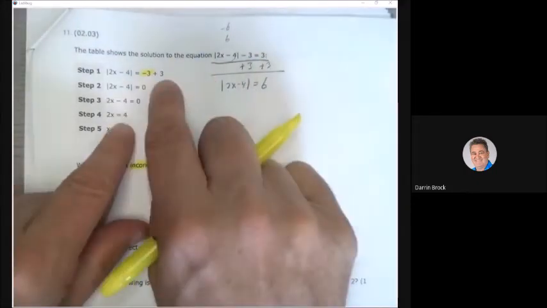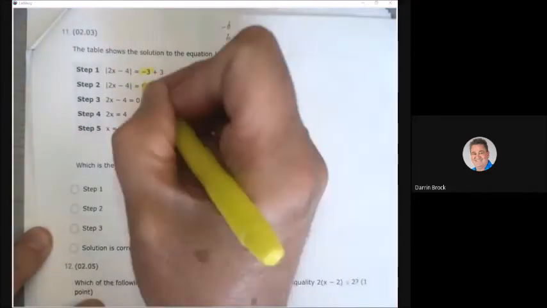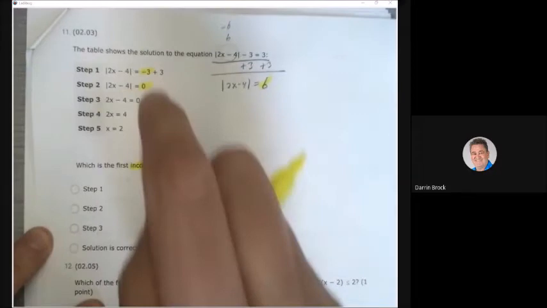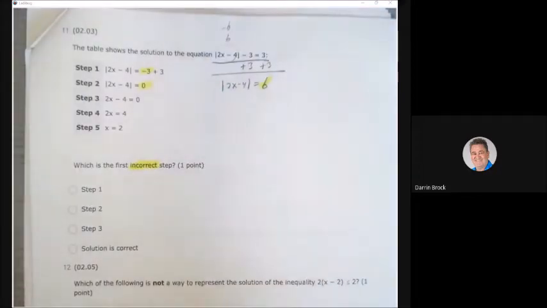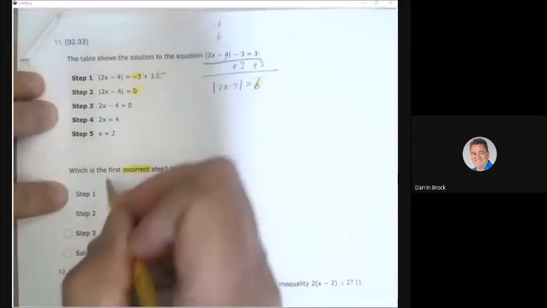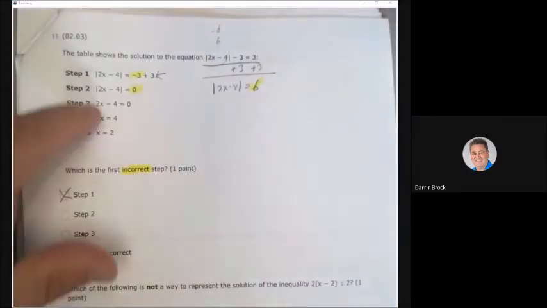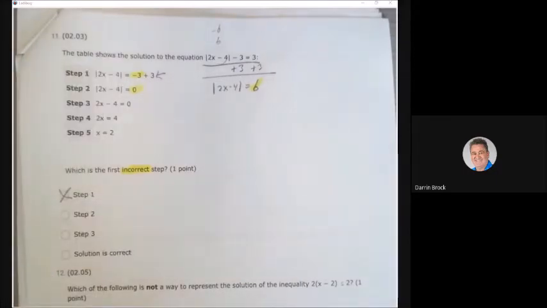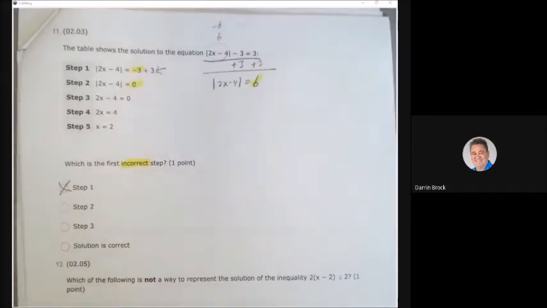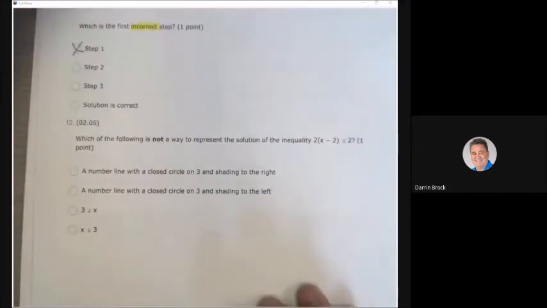They did negative 3 plus 3, so they come up with 0 instead of 6 because they just took the negative 3 and they just moved it over. They didn't add 3. They just moved it over. So they made a mistake right there at the very beginning, step 1. We don't have to look any farther because the rest of that's all going to be wrong because they did it wrong right there at the very beginning. Step 1 is incorrect.